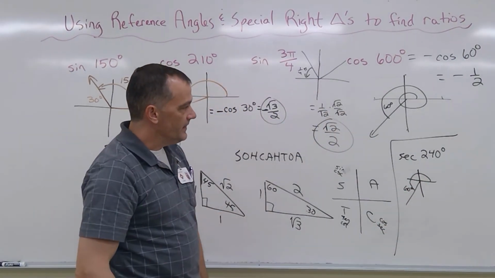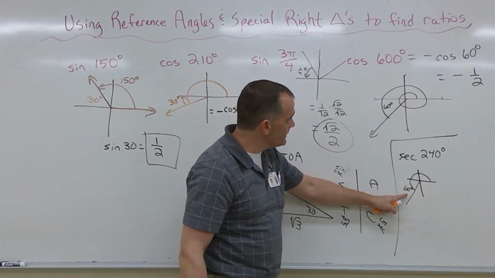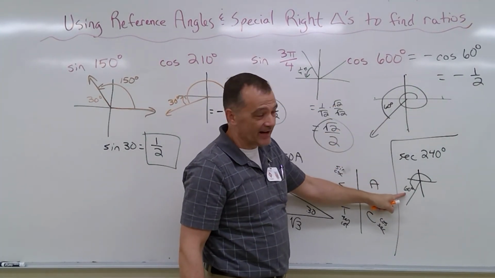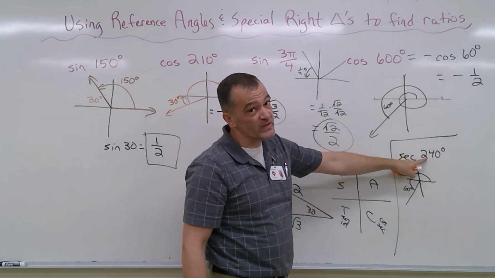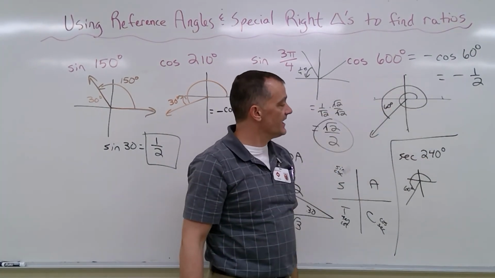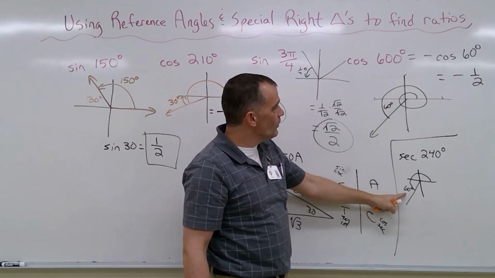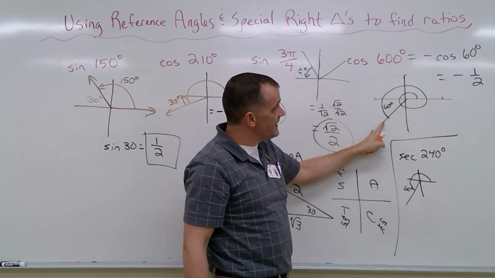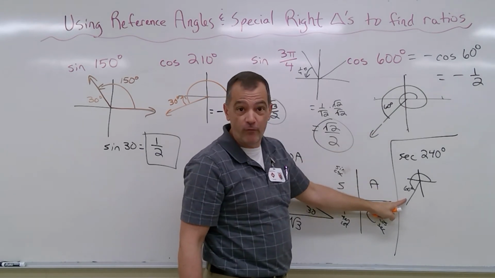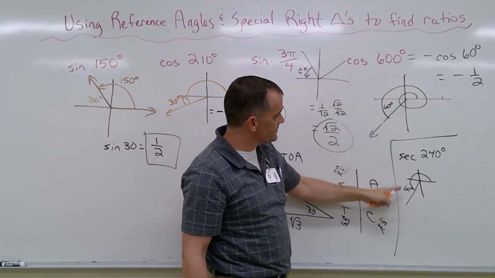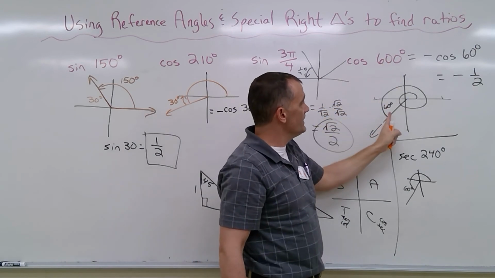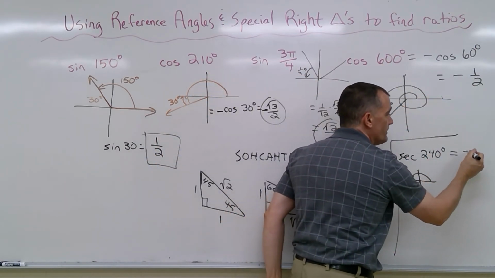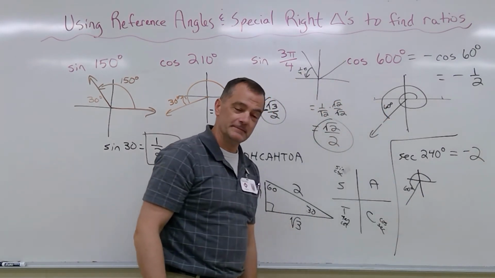This is really no different than, I was sneaky, wasn't I? I know I was. Because see, 240 plus 360 more is 600 right there. So in other words, we already knew what the cosine at 600 was, which is the same thing as the cosine of 240 right there. It's the exact same picture. So if the cosine of 600 is equal to negative 1/2, the reciprocal of it for secant would be negative 2 over 1.